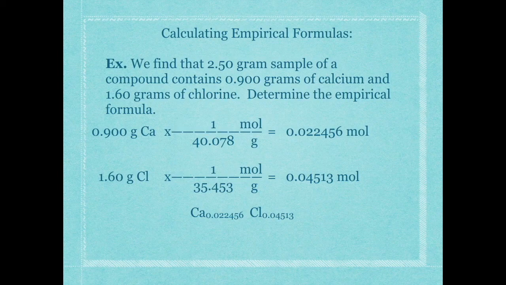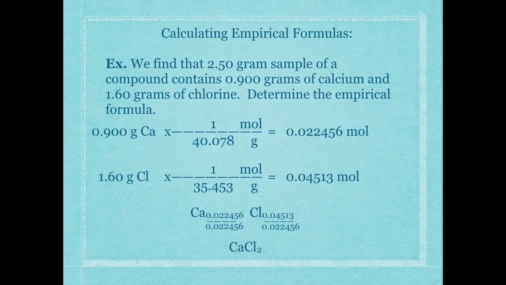Now, that's not actually what you see when you look at a formula. You don't have tiny numbers like that. Well, what we have to keep in mind is that we can actually reduce this. So what you're going to do now, your final step, is you are going to divide by your smallest number of moles, which in this case is going to be the 0.022. So I'm going to divide both of these by 0.022456. And what I end up getting is calcium, there'd just be 1, so calcium 1, and then Cl, if you divide, you get 2.